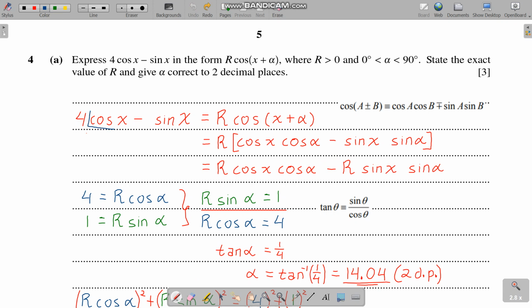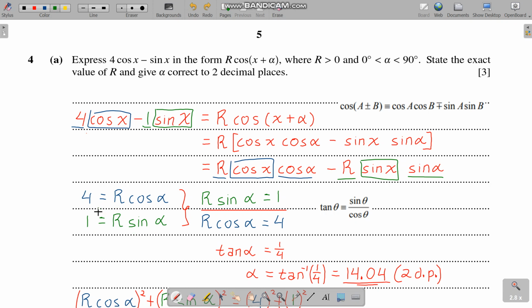So for the variable cos x, the coefficient on the left is 1, on the right R cos alpha. So we have the first equation, and if we equate the sin x variable, on the left we have nothing, so just 1. On the right we have R sine alpha. So we have the second equation, 1 equals R sine alpha.